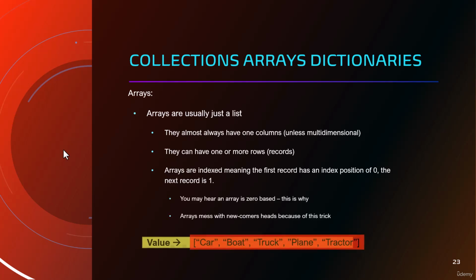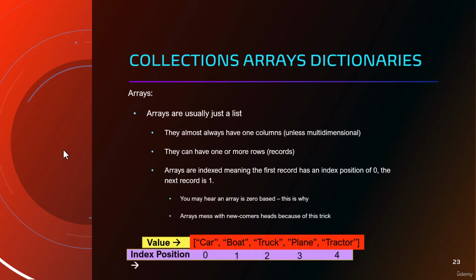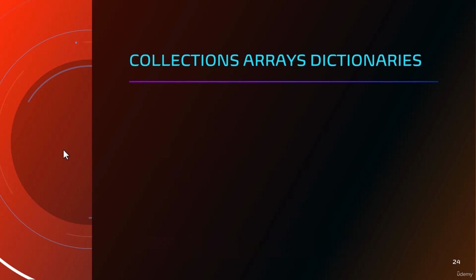Okay, I've already gone through all of this. This is a visual for that. Here we have a list of vehicles: car, boat, truck, plane, tractor. You're seeing it horizontally, but normally lists are vertical, top to bottom. If you had a list from a drop down in a user interface, you'd have car, boat, truck top to bottom, and then index 0 is row 1.